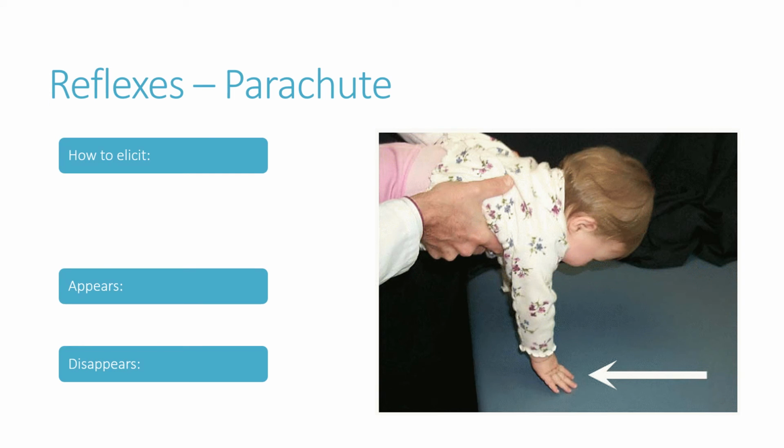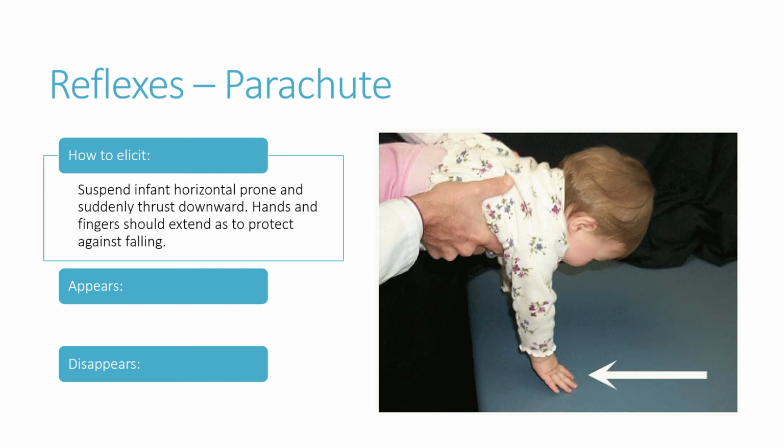These next couple reflexes are reflexes that develop as the child is growing. So this is a reflex the child is not born with. And the first one is the parachute reflex. This is when you can have the infant suspended horizontally, and you kind of tip them downwards. Their hands and arms should extend forward as if to protect themselves against falling. As you can see in this picture, the baby is putting their hands onto the table to protect themselves.